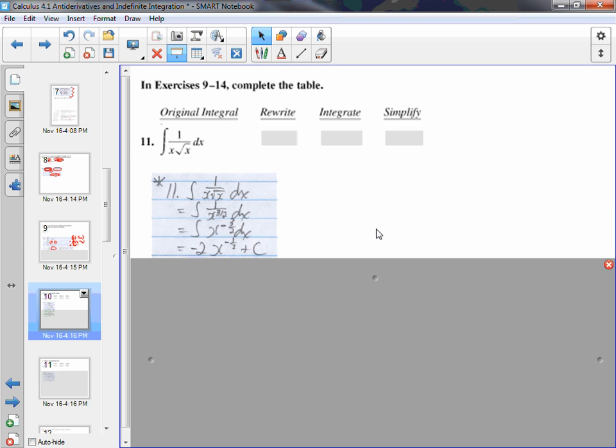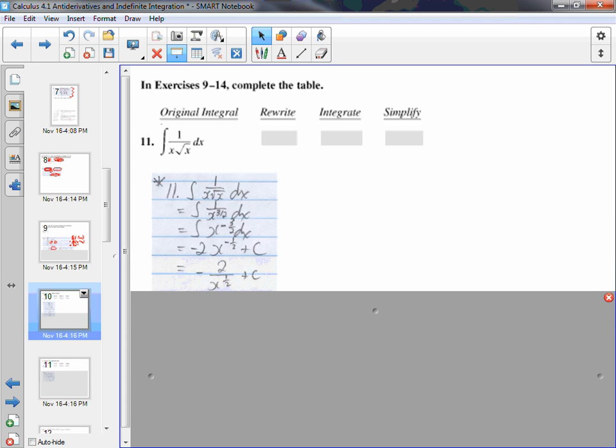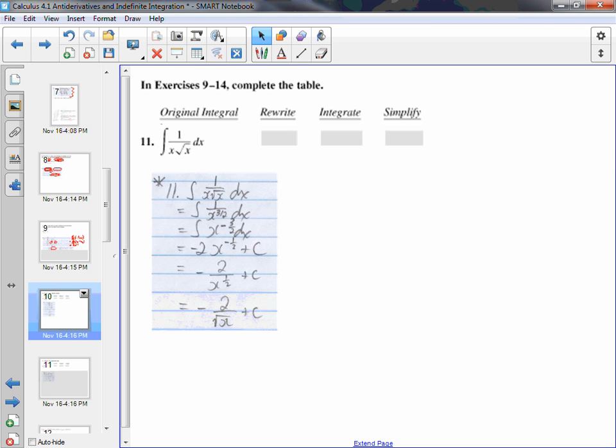Divide the coefficient by the new exponent. So divide the coefficient of 1 by the new exponent of negative 1/2. Dividing by a fraction is a lot easier if you just multiply by the reciprocal. So instead of dividing by negative 1/2, I'm actually multiplying by negative 2. Well, 1 times negative 2 is negative 2, plus c. We don't really want to leave a negative exponent in our answer. And since we started with radical notation, we might as well end with radical notation.